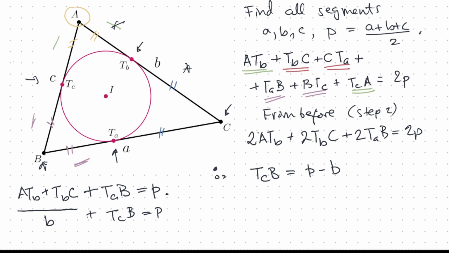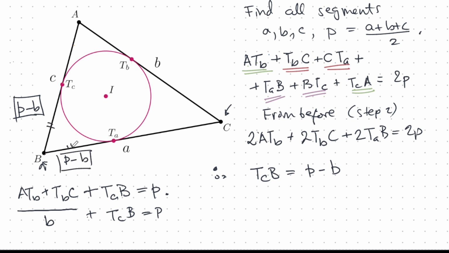Okay, let me erase some of this stuff. We don't need all this clutter. And let's start a different kind of clutter now. Okay, so TC to B. Where's TC to B? That's over here. So TC to B, that's P minus B. We found that. And also we immediately know this one is P minus B also, because they are equal by the previous theorem that we have proved above.